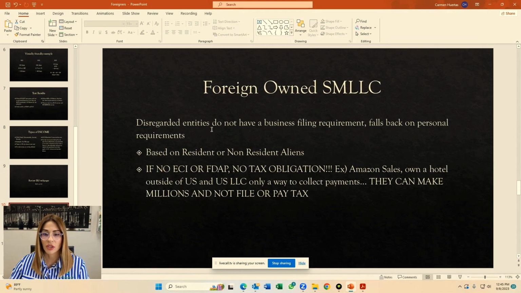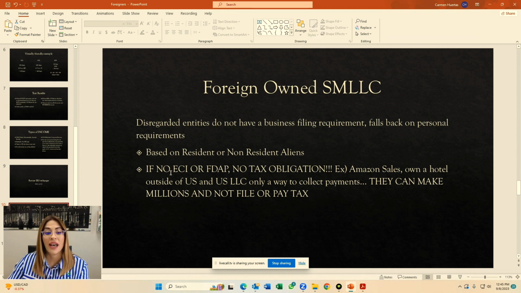Disregarded entities. Now we're talking about foreign owned sole member LLCs. When an LLC has only one member, it's called a disregarded entity. The business itself does not have a tax filing requirement. Okay, it's going to fall on the owner. If the owner has a tax requirement, then they have to file their 1040 NR. Again, this is based on if you're a resident or non-resident. That's where all this rests upon.